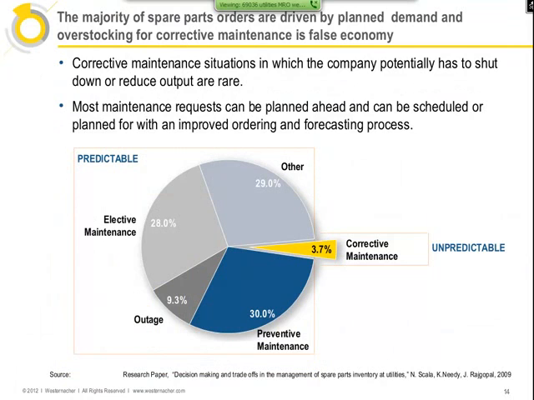Another interesting and academically backed reality is that almost all of the maintenance spare parts demand results from predictable maintenance work, from elective or preventative maintenance plans, outages, or other predictable demand categories. Corrective maintenance situations in which the company potentially has to shut down or reduce their output are rare. This leads to the conclusion that improved forecasting of scheduled and unscheduled maintenance can improve efficiencies, increase the maintenance crew's effectiveness, and can lead to substantial cost savings.